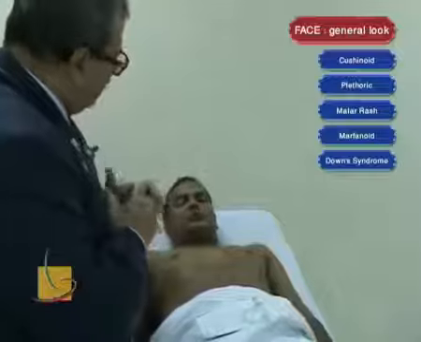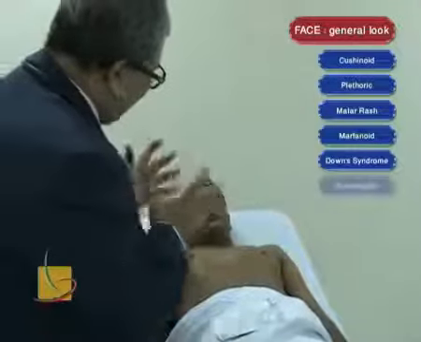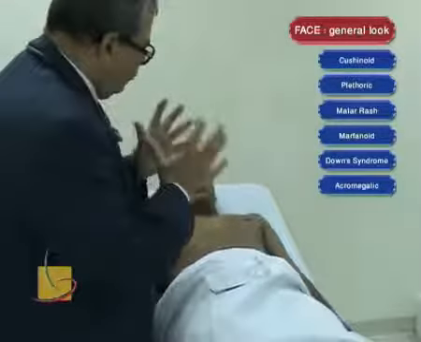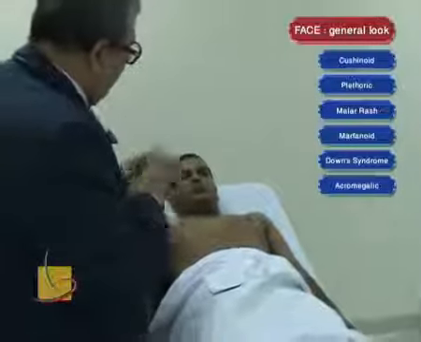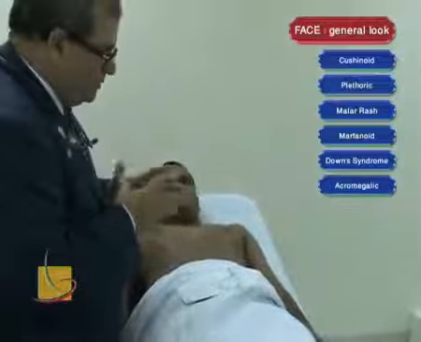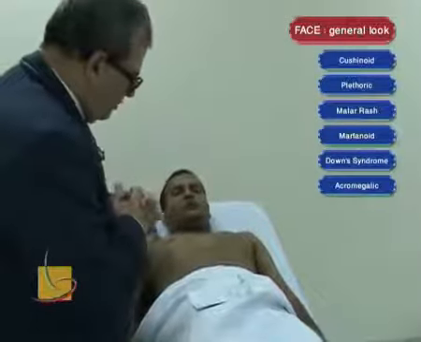Not only this, but you can see the features of the patient if he is acromegalic or not. The face will tell you if this patient has acromegalic features or not. And acromegalic features again might be associated with diabetes mellitus and a lot of cardiovascular outcomes of diabetes mellitus.